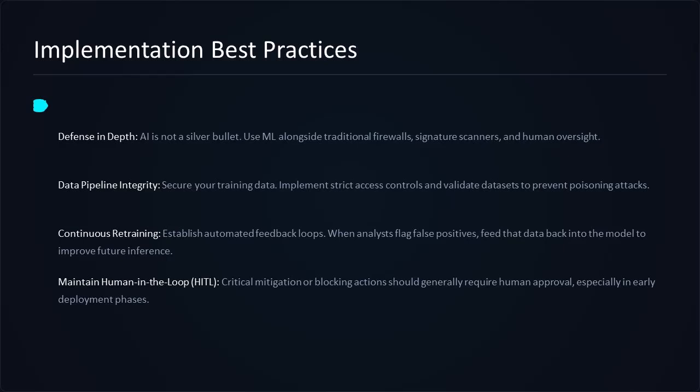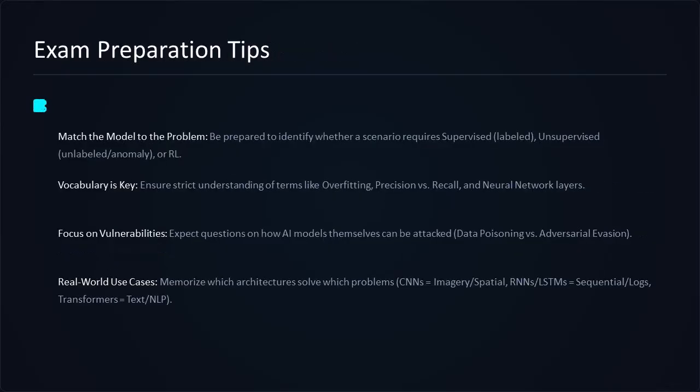Maintain human in the loop, HITL. Critical mitigation or blocking actions should generally require human approval, especially in early deployment phases. Implementation best practices. Match the model to the problem. Be prepared to identify whether a scenario requires supervised, labeled, unsupervised, unlabeled anomaly, or RL.